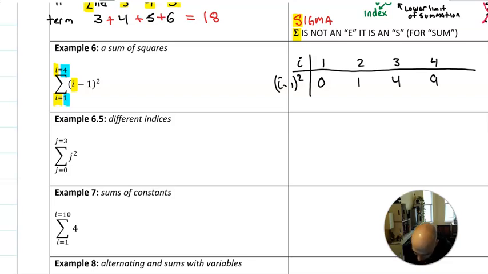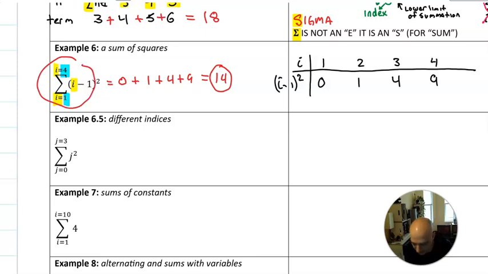And so now we know the terms. We just have to add the terms to find our answer. This is the same as 0 plus 1 plus 4 plus 9, which happens to be 14. So if you saw something like evaluate this expression or evaluate this summation notation, you're looking for a numerical answer, and that answer in this case is just the number 14.